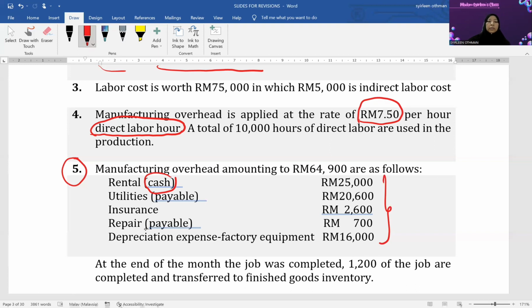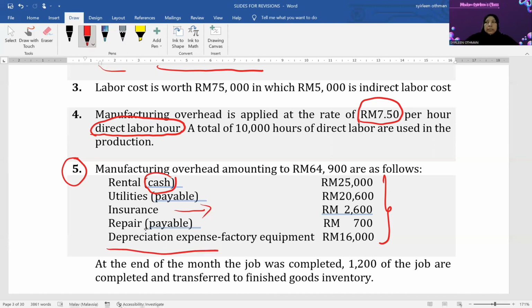Okay, and you can see here you have insurance. So insurance kita kena faham concept like what we learned in semester 1. Insurance is an expense that you need to pay in advance in order to be able to use the benefits. All right. So untuk insurance dia beza sikit. It's not payable. That will be your prepaid insurance. And sama juga dengan depreciation.